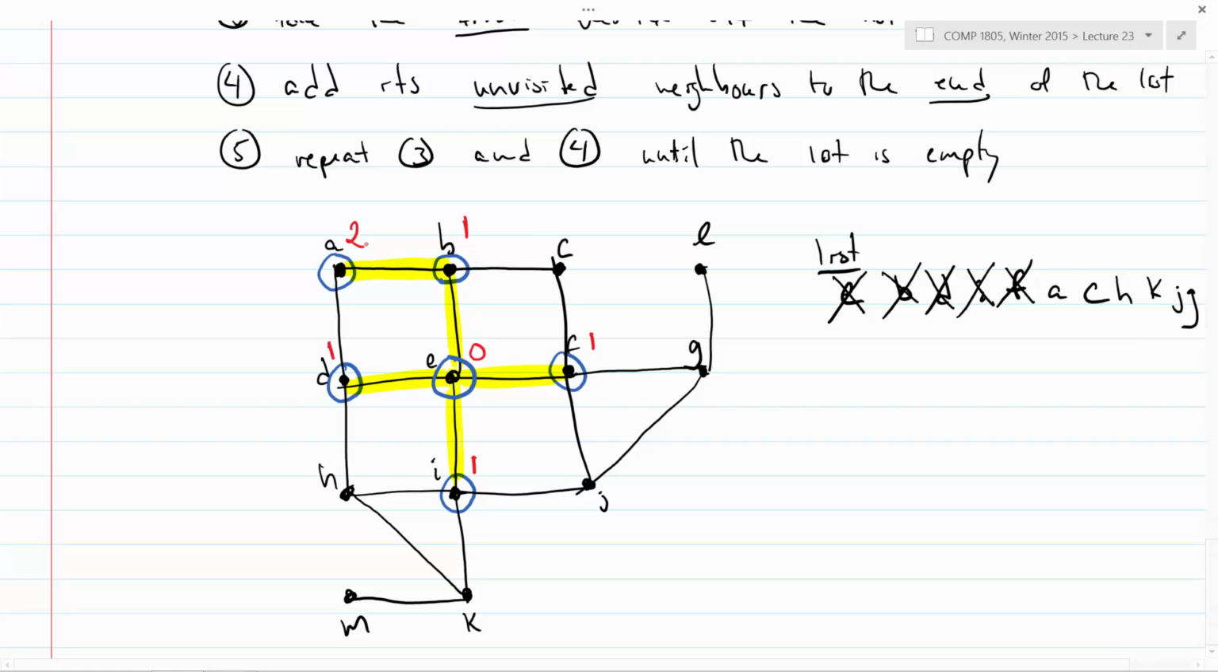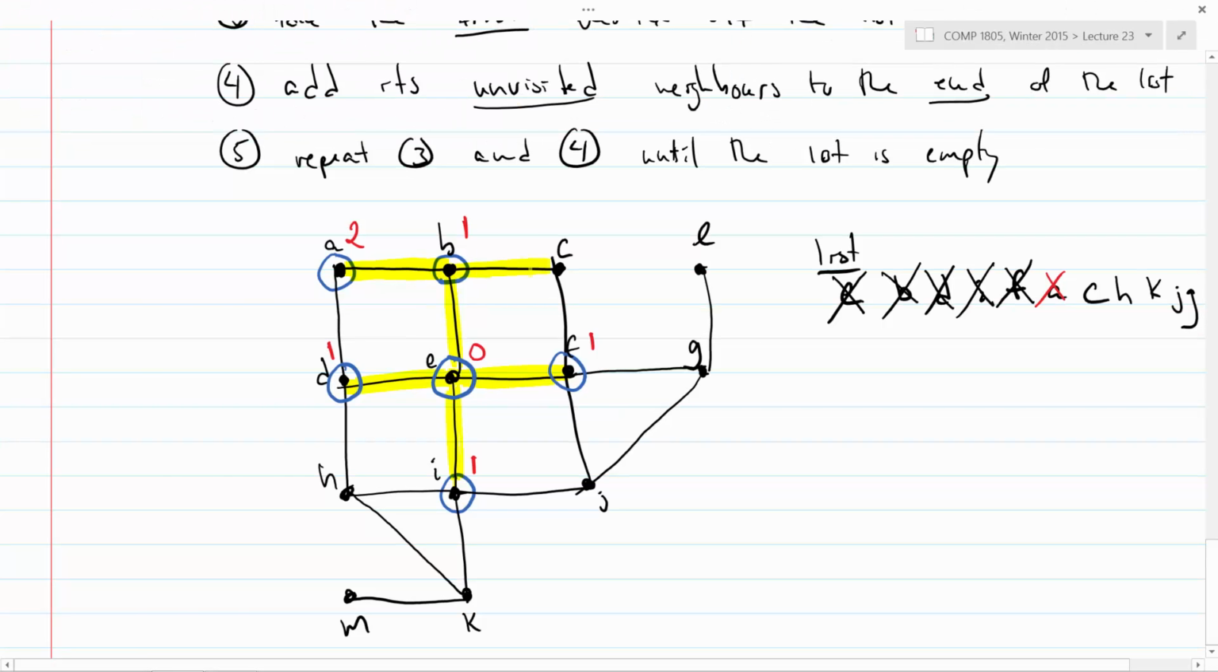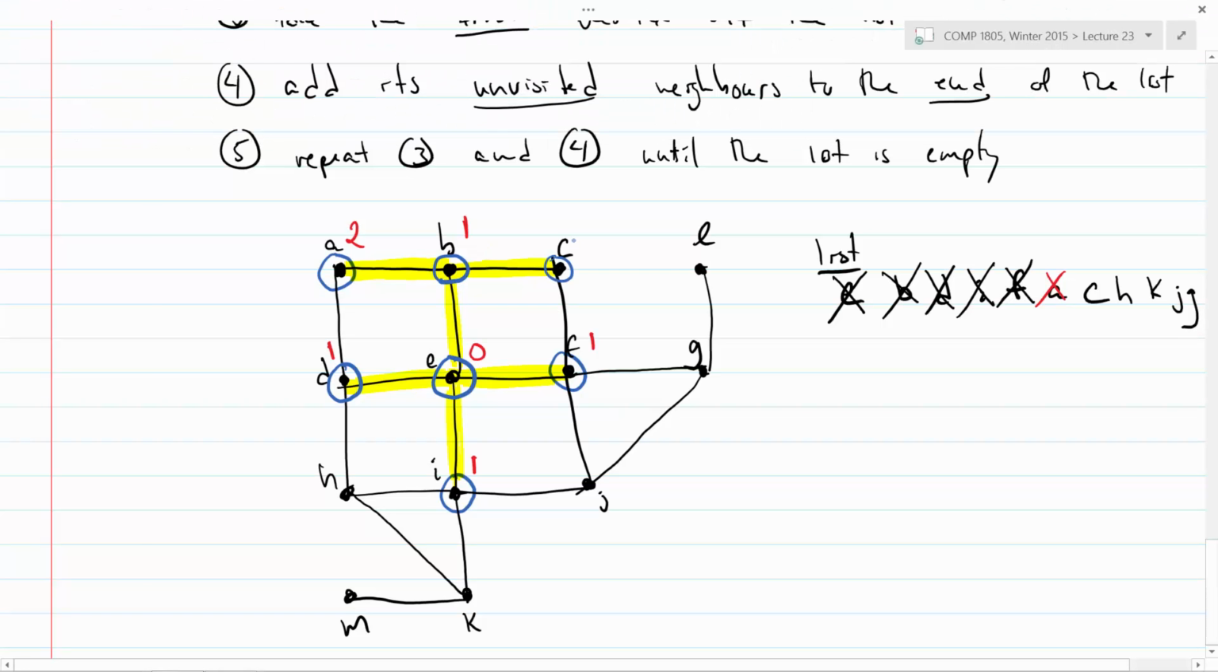Okay, so what do I do next? Now A is done. Now I go to C. And I go to C from B. And now C is visited. And it also takes 2 edges to get from E to C. All right. So now I've taken care of C. And notice I don't have to add any more extra vertices because there were no unvisited vertices there. So now I do H.